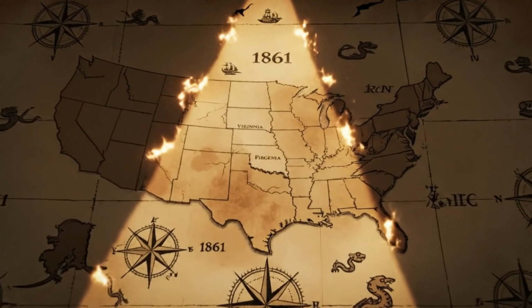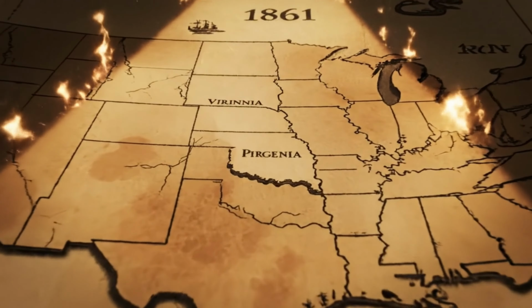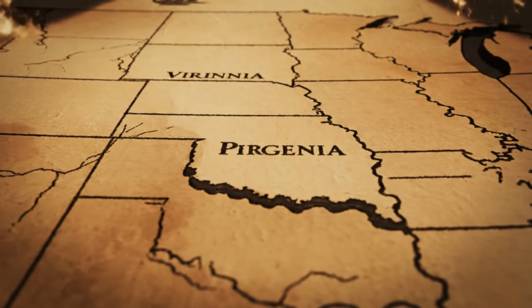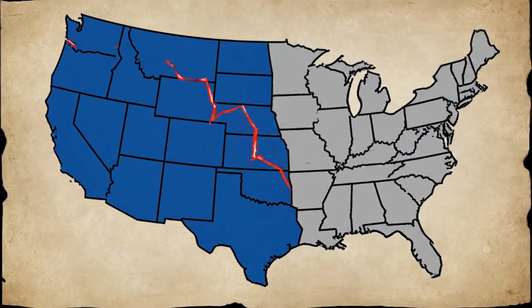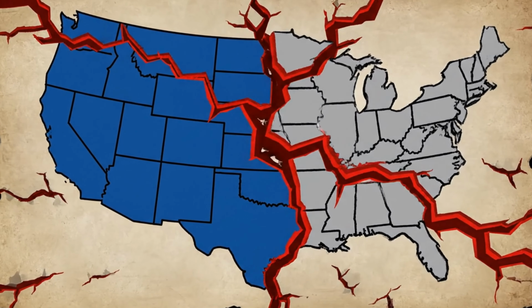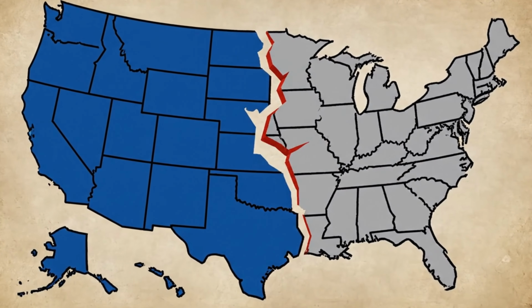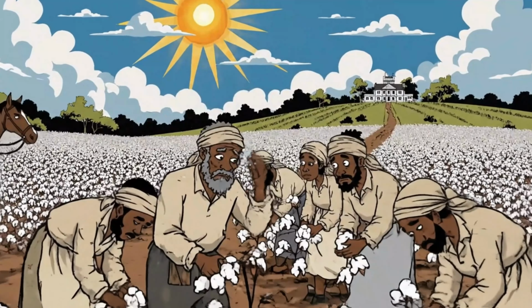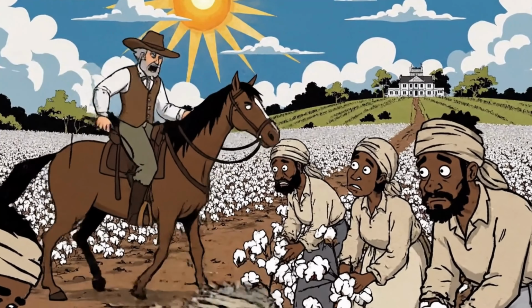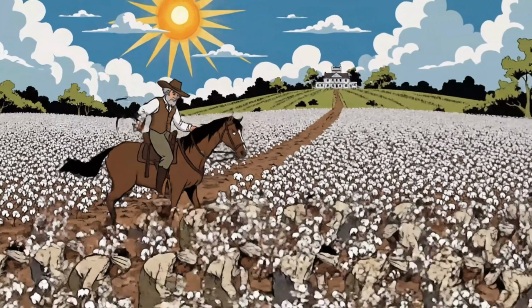In 1861, America faced a crisis that would change the nation forever. The country was divided between the Union in the north and the Confederacy in the south. At the heart of the conflict was slavery, a brutal system rooted in Southern agriculture.